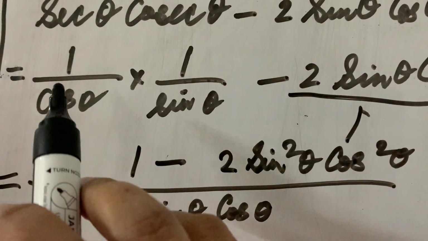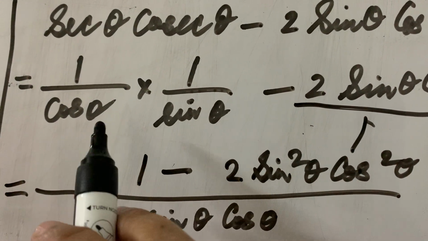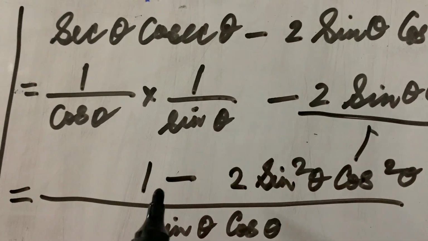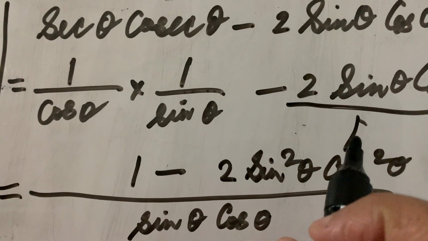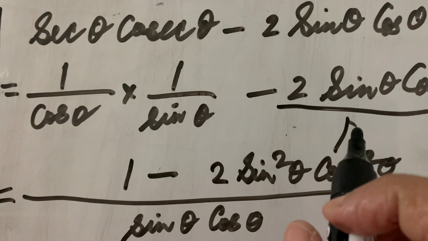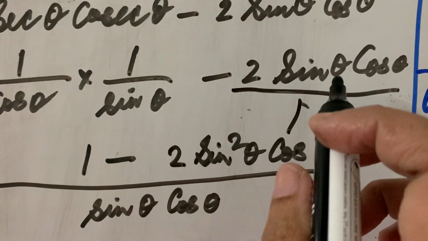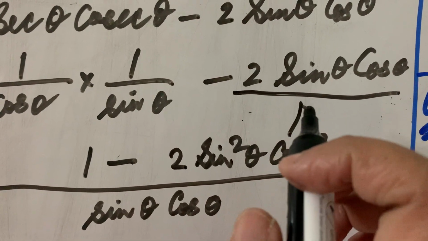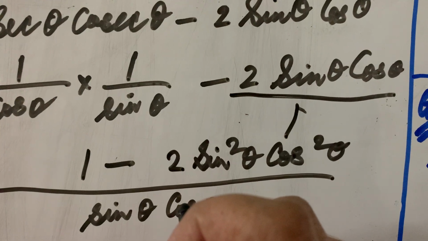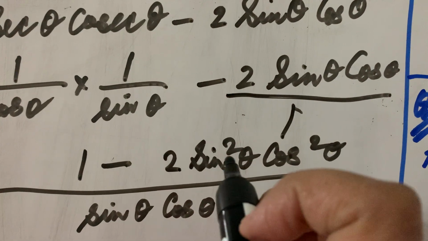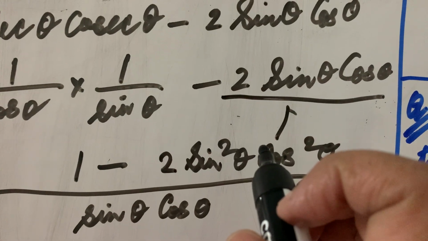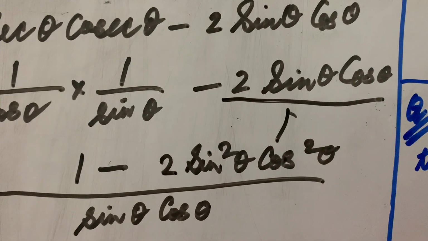So when we take the LCM as cos theta sin theta, the first term denominator is also cos theta sin theta. So here we get 1 minus. Here the denominator is 1, so sin theta cos theta you have to multiply with twice of sin theta cos theta. So when we multiply twice of sin theta cos theta with this LCM sin theta cos theta, we get 2 sin square theta cos square theta. And this is equal to the left hand side of the equation. Hence it is proved.